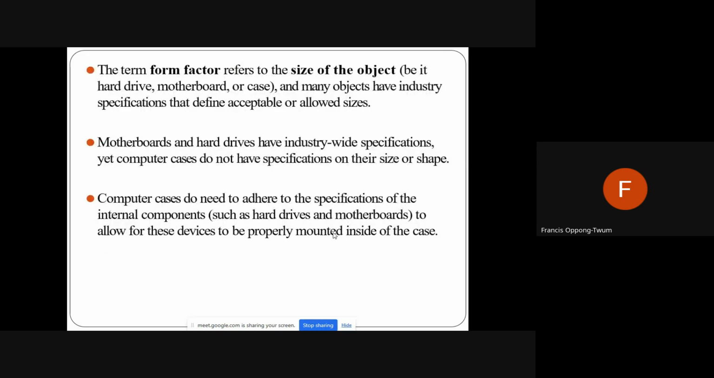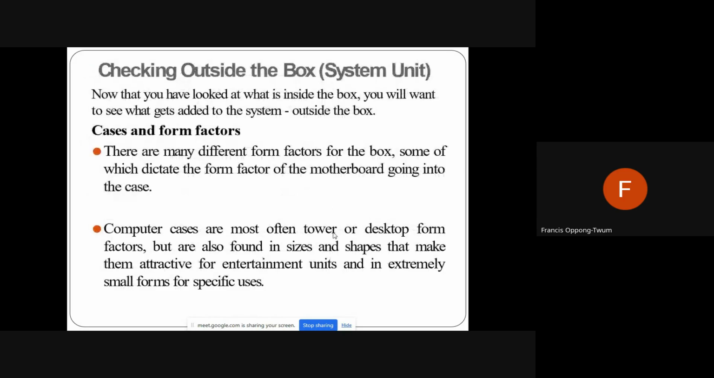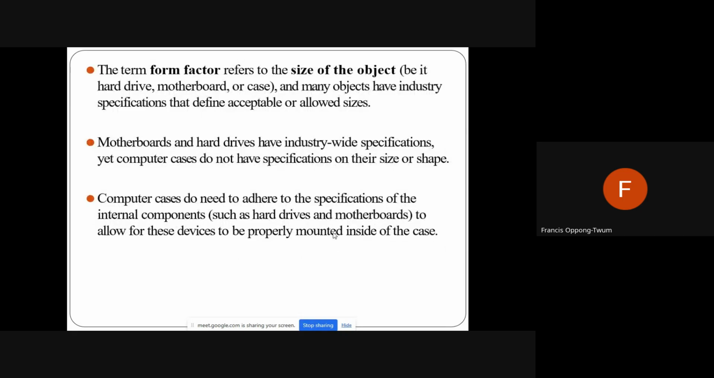Any computer has what we call the form factor. There are many different form factors for the system unit, some of which take the form factor of the motherboard going to the case. Some system units are smallish, others a little bit bigger, some tall. We have the tower and so on. The form factor refers to the size of the object, be it the hard drive, the motherboard, or the case.